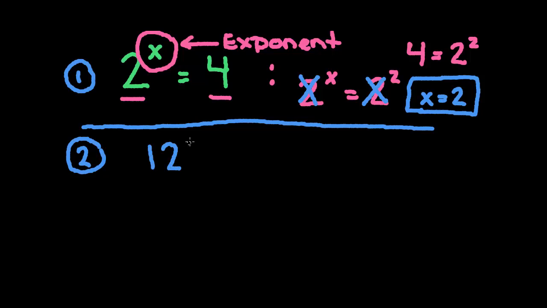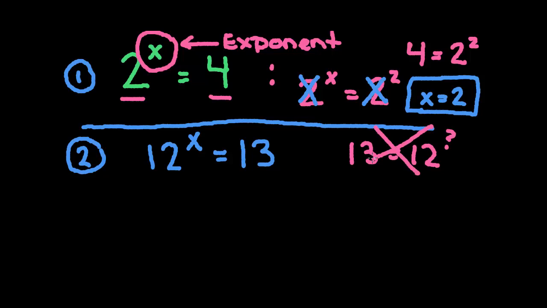Let's say we have 12 to the x is equal to 13. Now this one, you can see, is different than the last one because there's no way to write 13 as 12 to some power. 13 equals 12 to a power, that can't be done. So we cannot use that first approach. So when that can't be done, the only way to solve this is to work with logs. Logs and exponents go together.